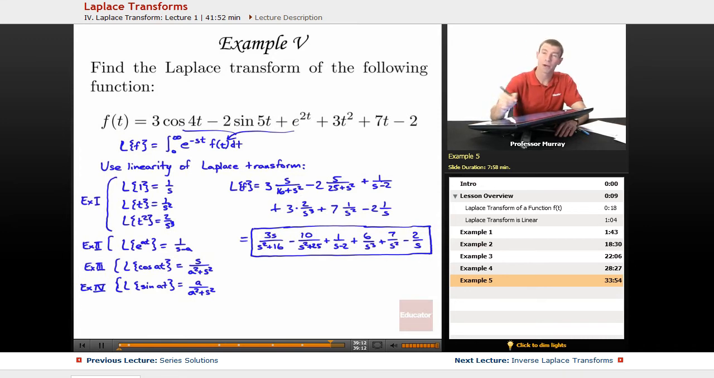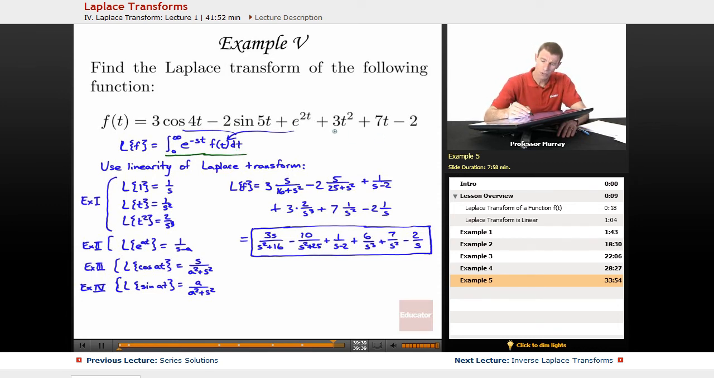And let me recap how we worked that out. We didn't want to go back to the definition of Laplace transform. That would involve writing the integral of e to the negative st times f of t, where f of t is this enormous function. So it would have been a horrible integral to work out from scratch. Instead, we used linearity, and we broke this function up into its pieces. And each of these pieces is something that I figured out the Laplace transform of in an earlier example.